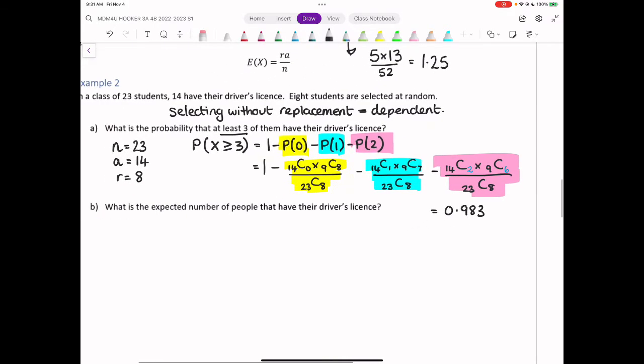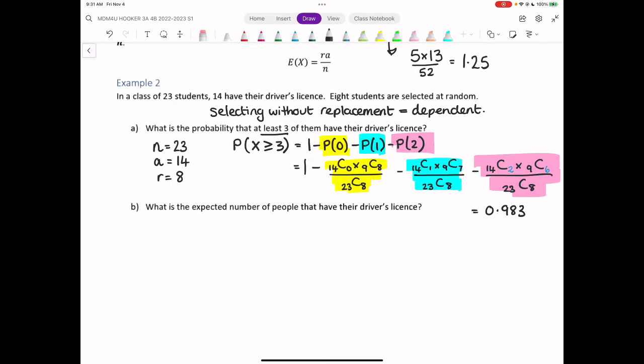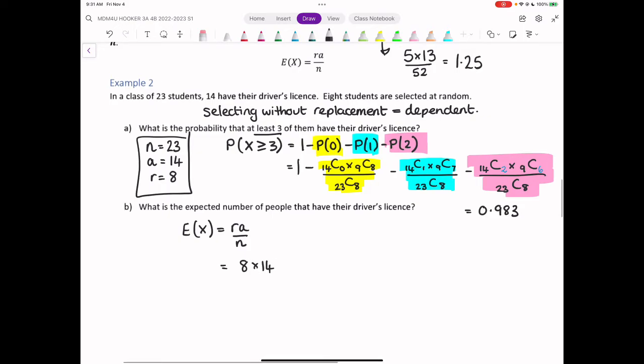All right, what is the expected number of people that have their driver's license? Well, the expected number of people, we can just use that lovely handy-dandy formula of RA over N, recalling that these are our values right here. Nope, that's not right. Whoops, back up. It's 8 times 14 divided by 23. And that should give you 4.9 approximately.